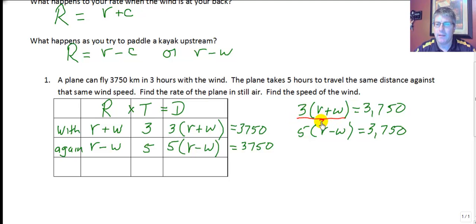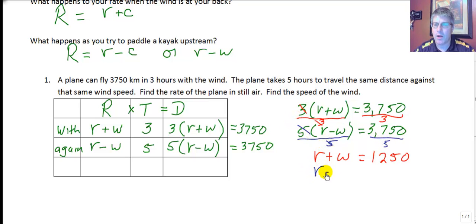You will find that our equations are generally going to be divisible. So if I divide by 3, I'm left with r plus w equals 1,250. And if I divide by 5, my second equation, I don't have any distribution here. I end up with r minus w equals 750.